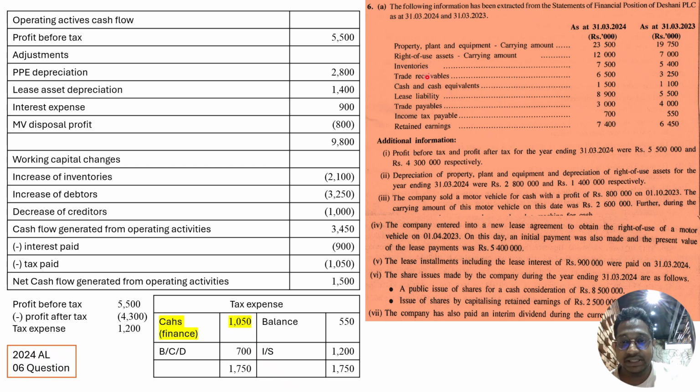Inventories, there is an increase, so that difference you have to treat as a cash outflow. Trade receivables is also an increase, and the difference you should consider as cash outflow as well. And then the trade payables, there is a decrease, yes. And that decrease you have to consider as cash outflow as well, right?